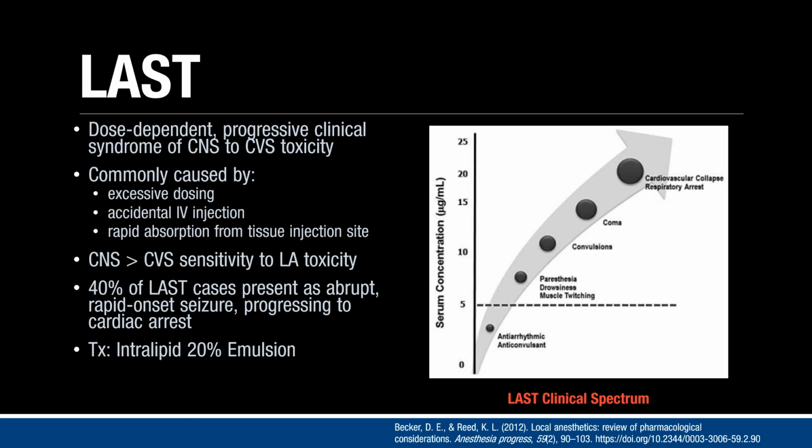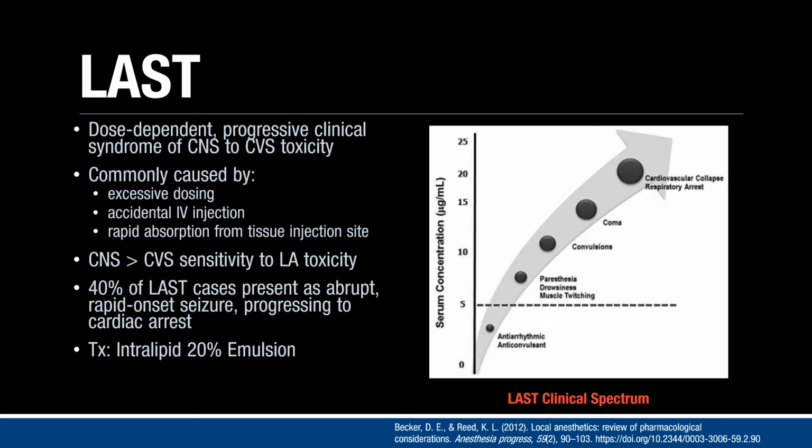The CNS is more sensitive to local anesthetic toxicity than the cardiovascular system. Therefore, the central nervous system symptoms typically precede the cardiovascular symptoms. Prodromal symptoms of LAST include perioral paresthesias, metallic taste, or tinnitus, and this will precede the development of seizures, agitation, or loss of consciousness. And as the plasma levels increase further, CNS depression will occur, resulting in coma or respiratory arrest.